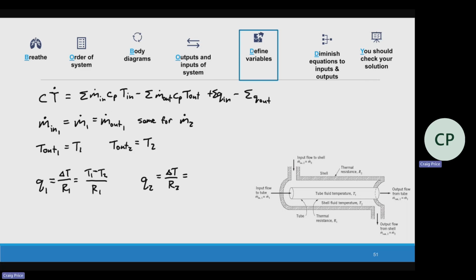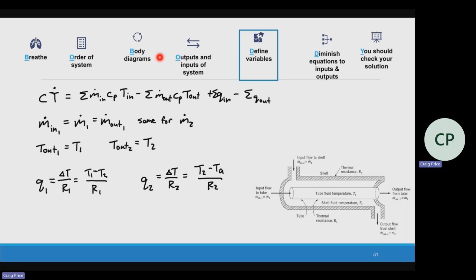Q2 is equal to what? Delta T. What is that delta T? Yes, T2 minus T ambient over R2. Very good. So now I've got my definitions. I kind of know what's going on. We're going to start with the first one with the tube. We can set up our equation, and then we should end up with two first-order equations. A lot of variables similar between the two. Questions?